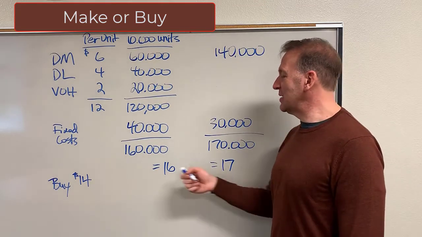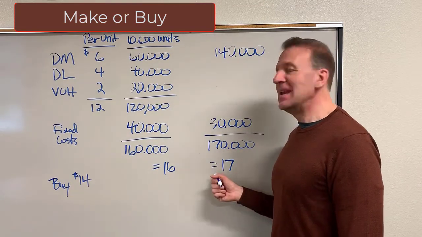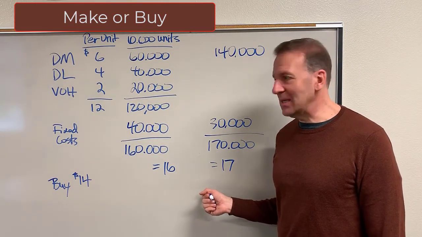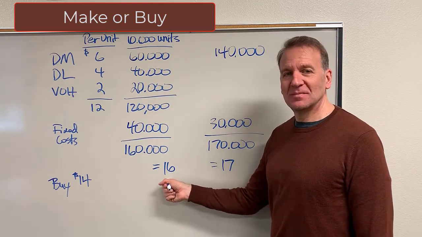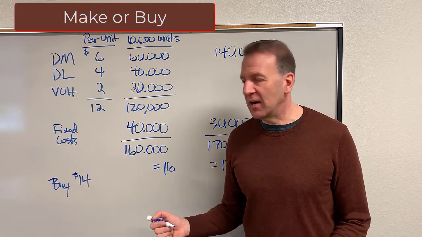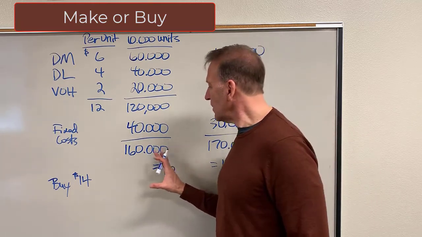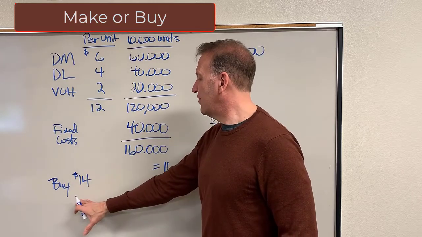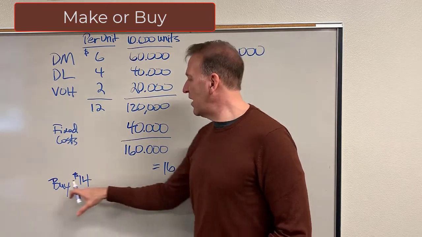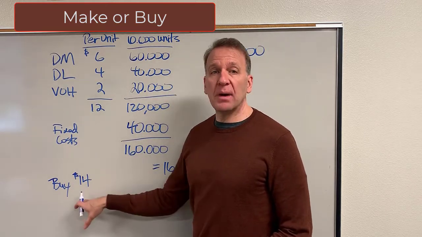So now if this were the scenario, then guess what? Now, I think you can see this, we wouldn't buy it, we would actually make it. So I've kind of got two scenarios here. My first scenario is, this is what it's costing us to make it. We could buy it at 14. In this scenario here, then we would buy it.